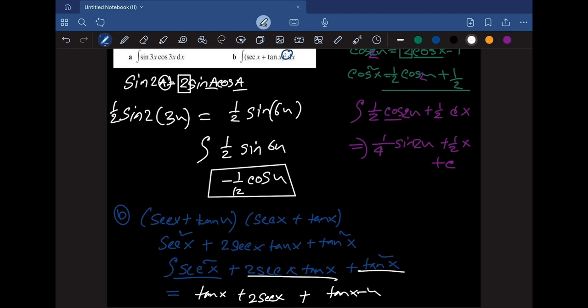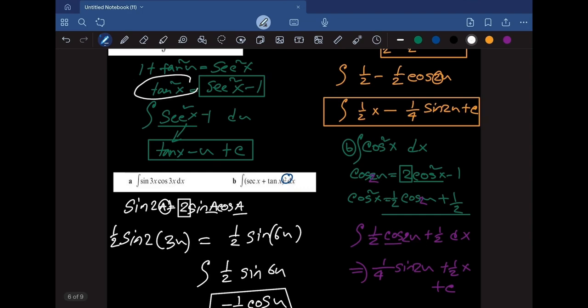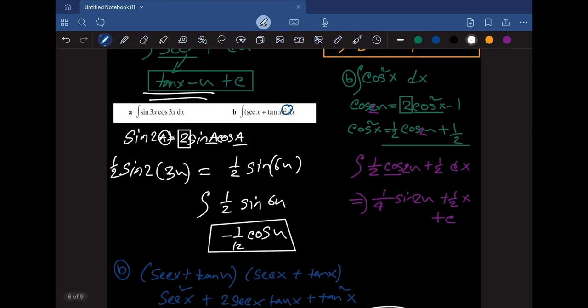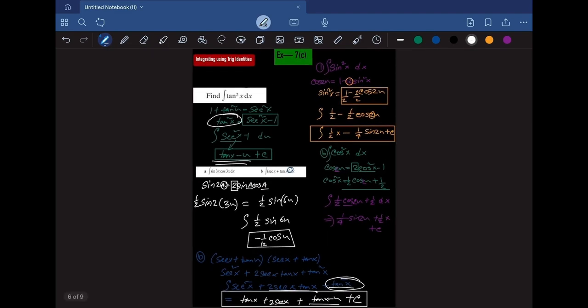Right, we have done this tan squared x integration before. Here it was, so it became tan x minus x. We can also write it as tan x minus x plus c. So basically we are done with this question as well. Hopefully you guys have understood this part as well.